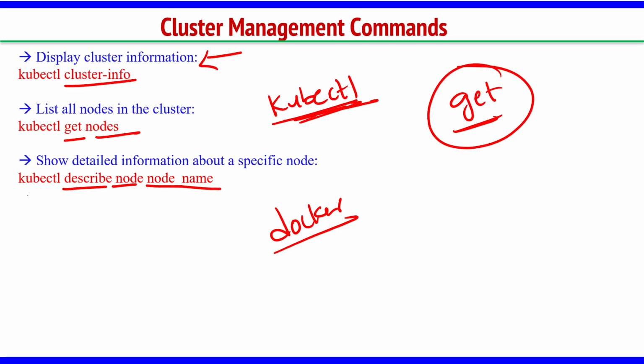So these are simple cluster management related commands. If you want to know about a cluster, you can just give cluster-info. If you want to know about the nodes inside a cluster, you can give kubectl get nodes. And to know more details about a particular node, you can use the command describe. Describe will give you the complete details about that particular node.